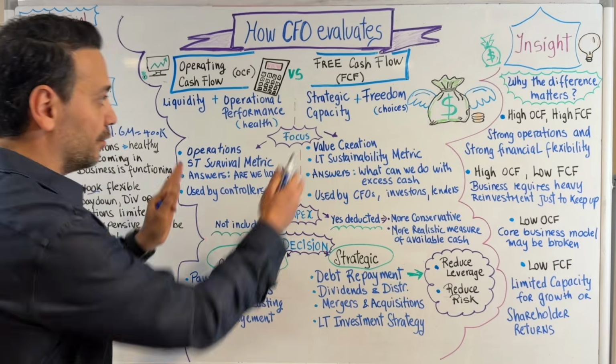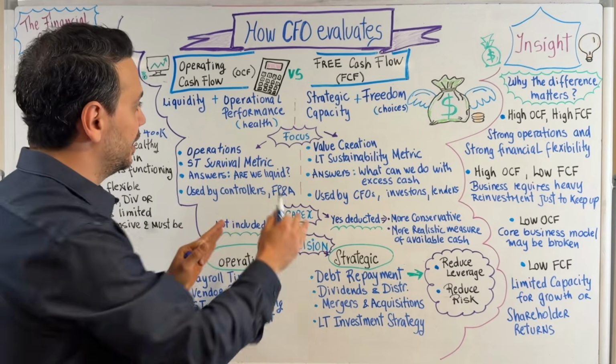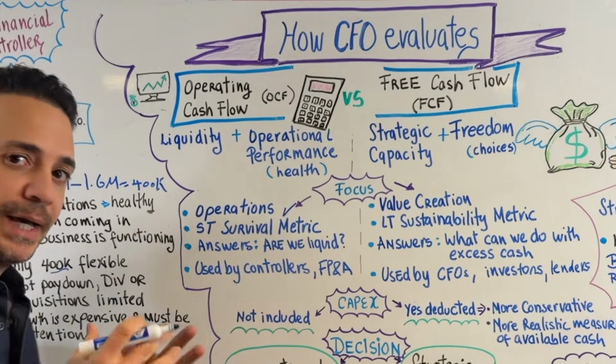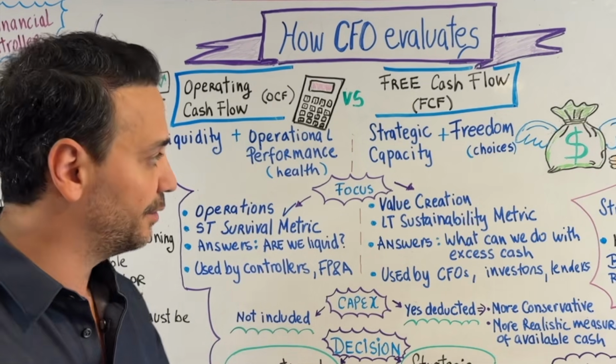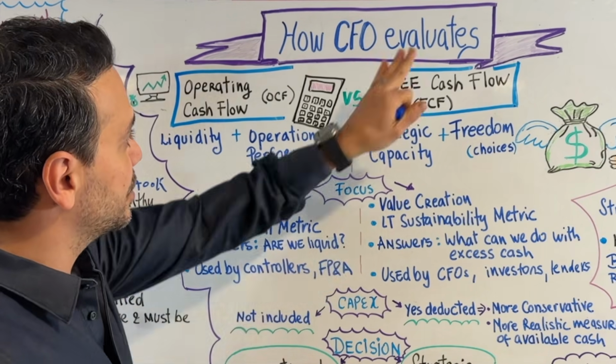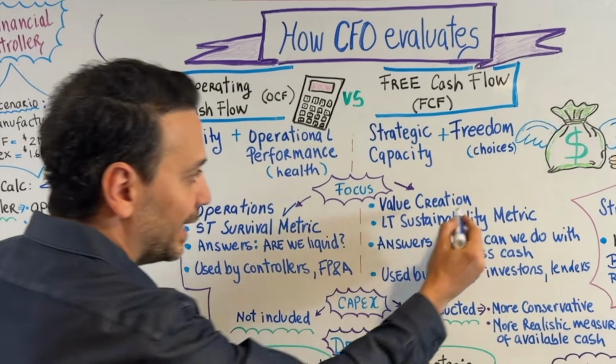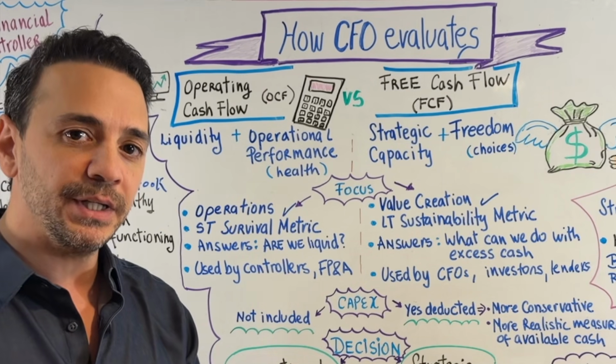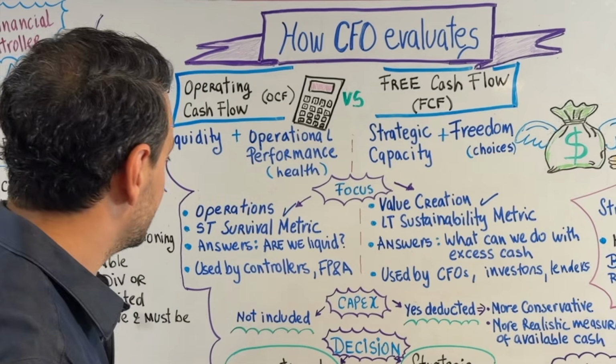Therefore, the focus of these two metrics is different. The focus with operating cash flow is about operations. Are we managing our operations effectively and efficiently? While the focus with FCF is going to be on value creation. That money that we have left over, how can we use that money to create value in the business?